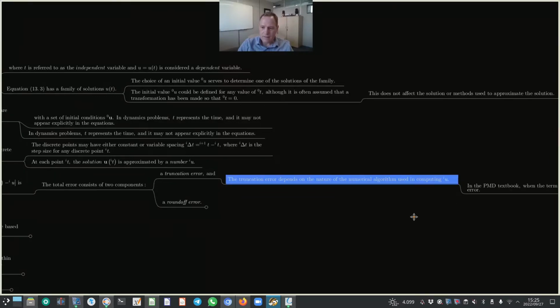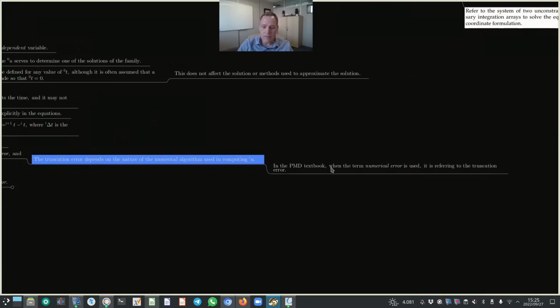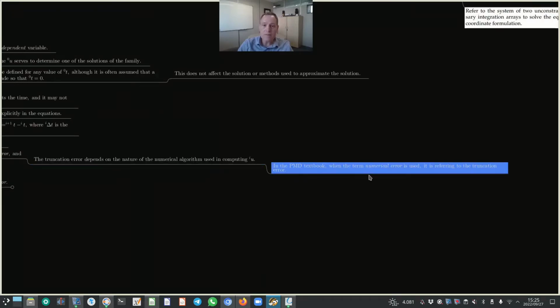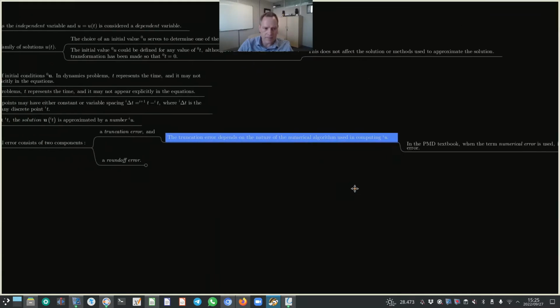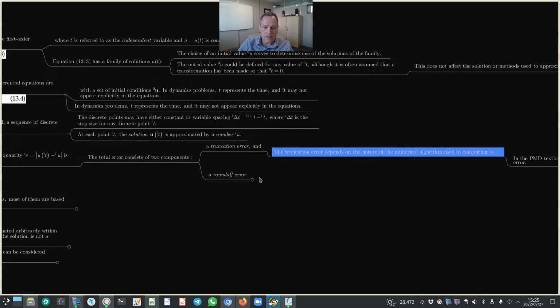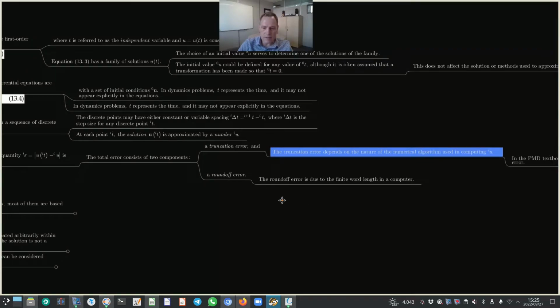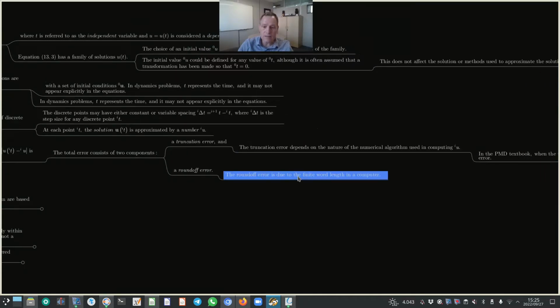Alright, now in the planar multibody dynamics textbook, when the term numerical error is used, it is referring to the truncation error. And just once again, the truncation error depends on the nature of the numerical algorithm used in computing u_i. So what is the round-off error then? The round-off error is due to the finite word length in a computer.